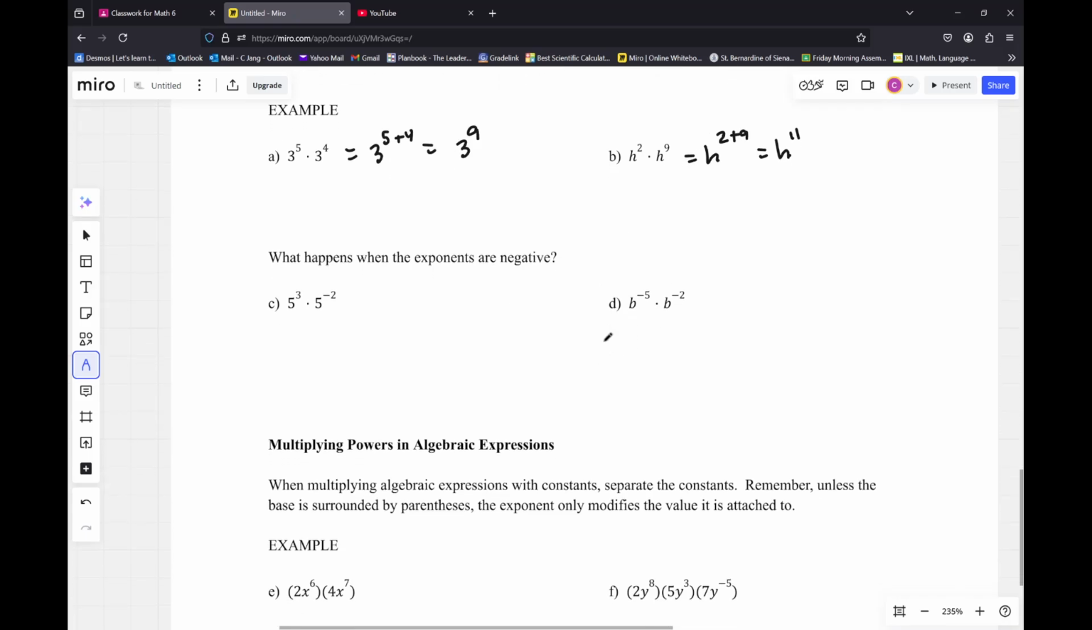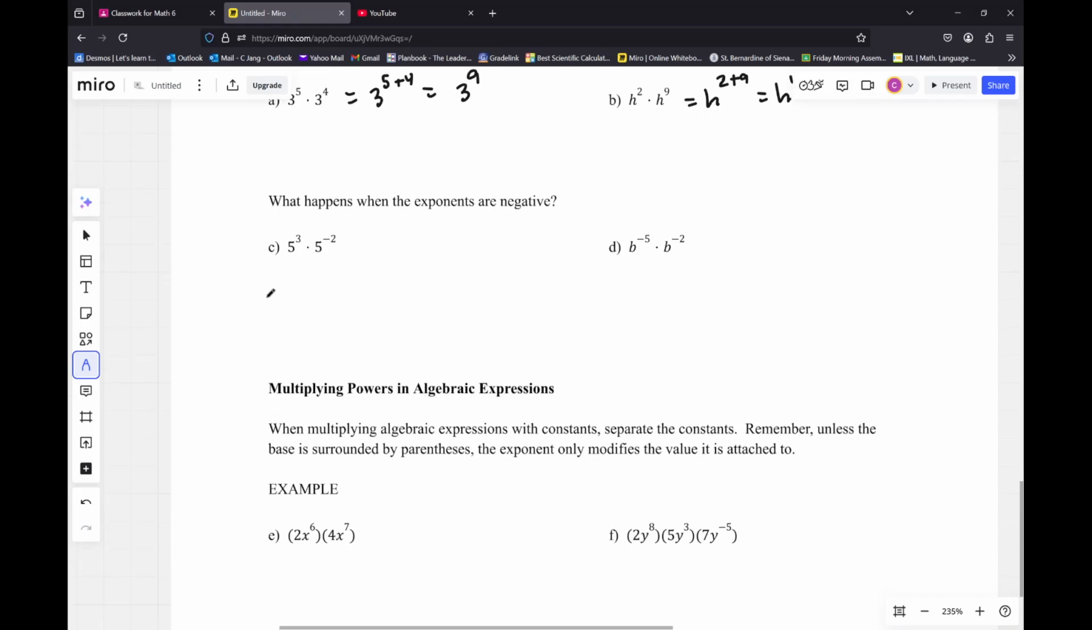Now, what happens when the exponents are negative? Well, we actually saw this last time. If I wanted to do this out, I would get 5 to the third times 5 to the negative 2. Well, that's going to be 5 to the third over 5 squared, right? So this is going to be 5 times 5 times 5 over 5 times 5. And you can see these cancel out, and all I am left with is 5.